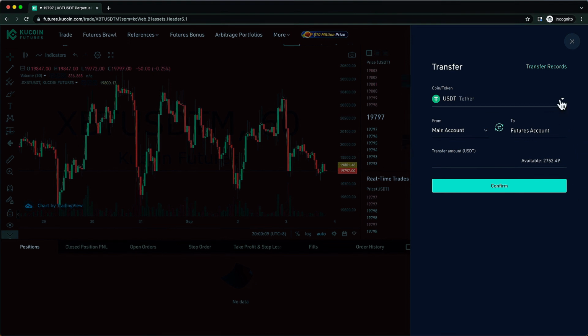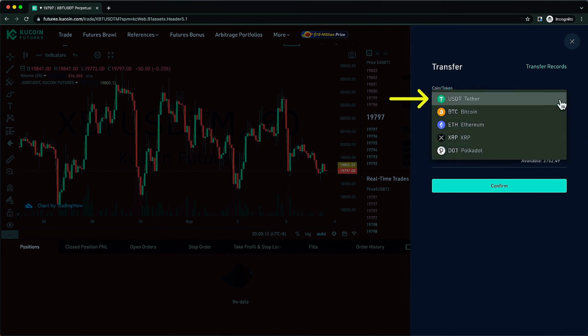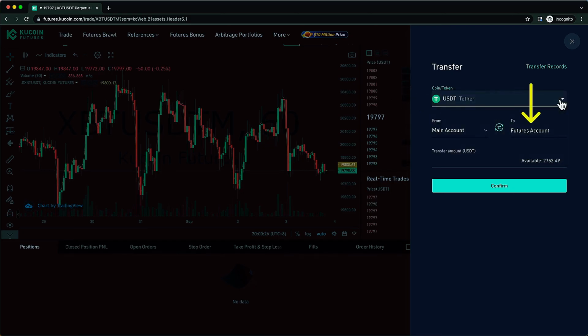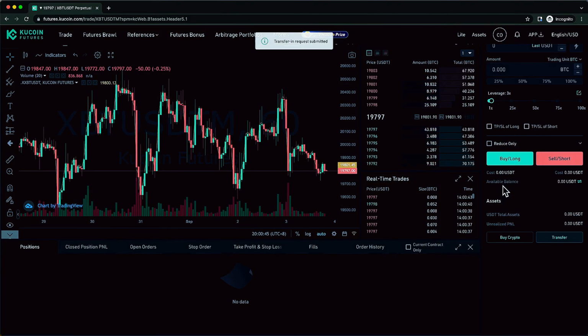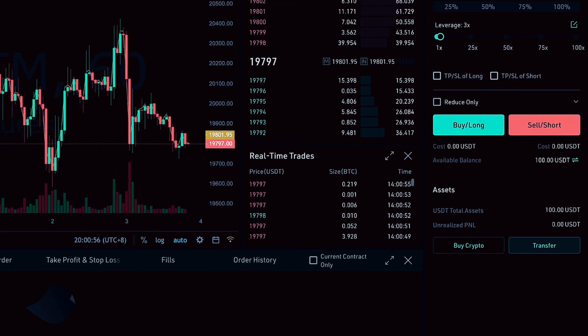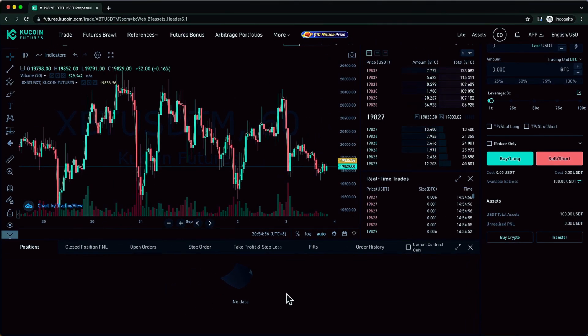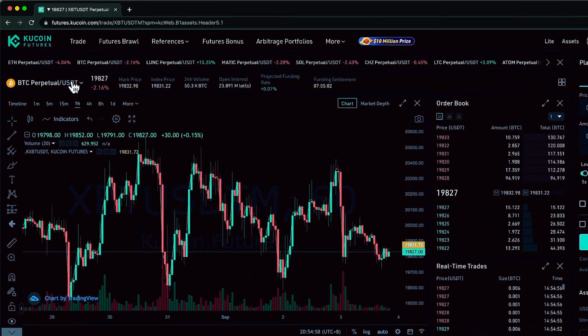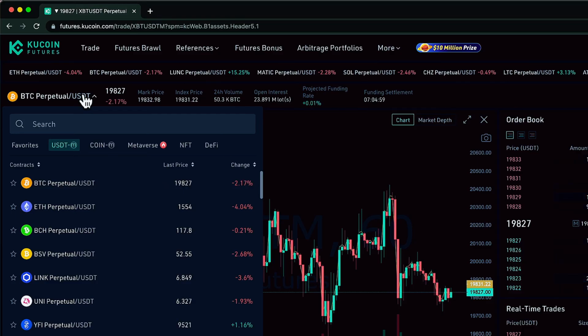Almost all futures on KuCoin are settled in the stablecoin US dollar Tether. That's why I'm going to transfer over USDT into my futures wallet from my main KuCoin account. And I'm going to transfer over 100 USDT. And now under available balance, we can see 100 USDT that we can now use and trade with. Now we can choose the futures contract that we want to trade. Over here we can find all the available futures contracts.